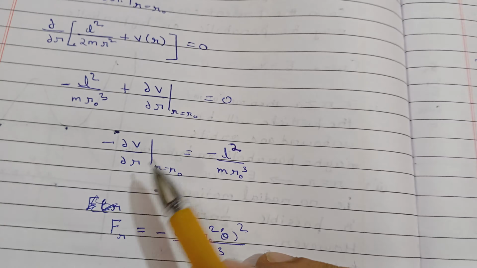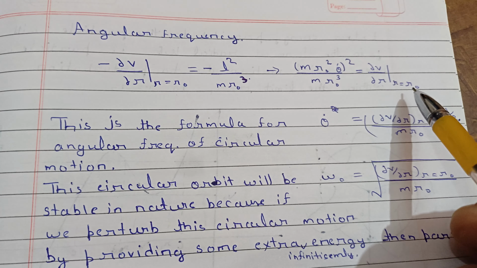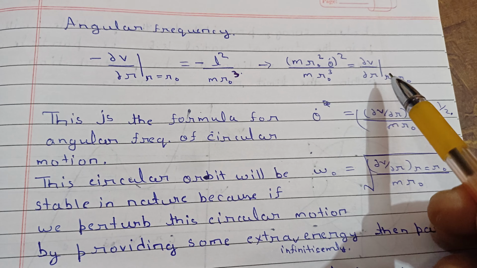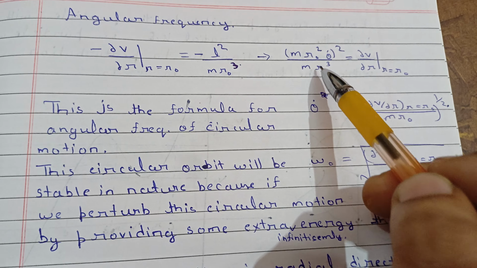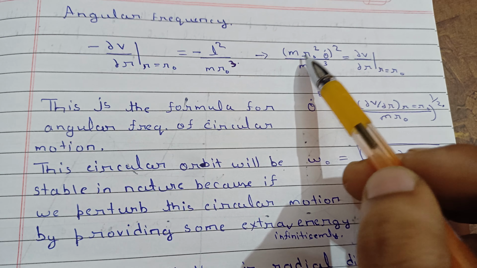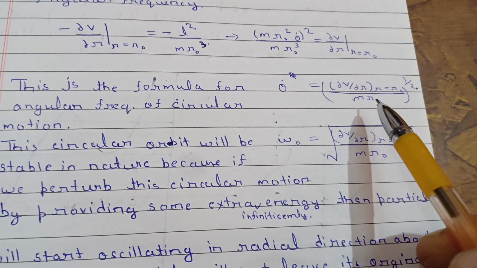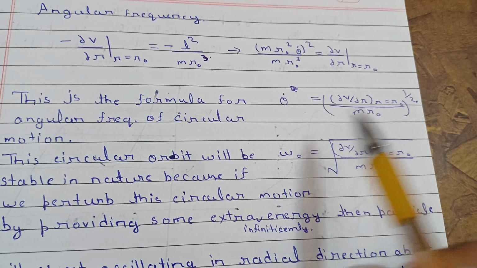So we know from here del V over del R equals minus L square over m r naught cube. From here, substitute L again, and we will get this form. From here we can directly find this theta dot, because it will be theta dot square and other terms will be cancelled out, and m r naught will remain, so it will go in the denominator, and then the square root of this whole term gives theta dot, and this theta dot is omega naught, that is the frequency.